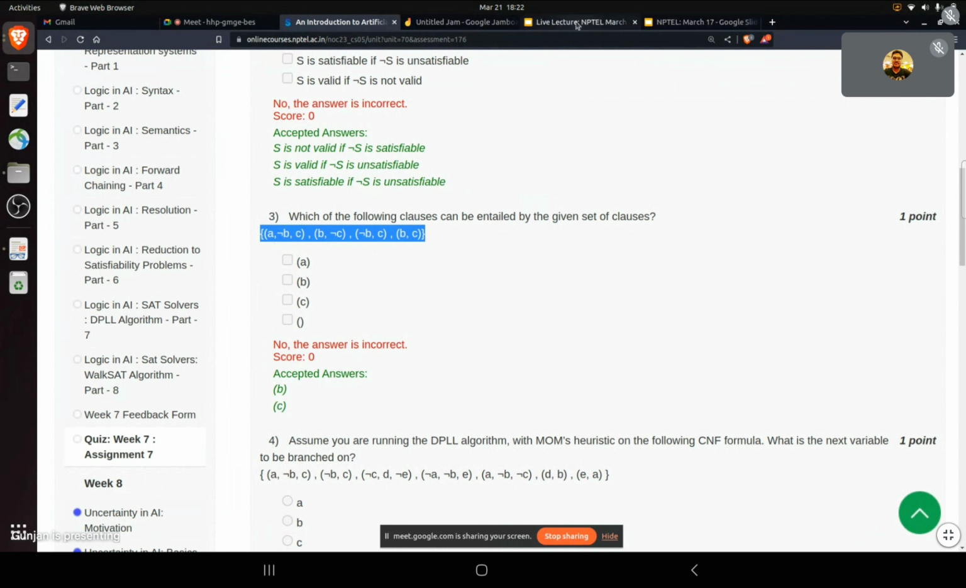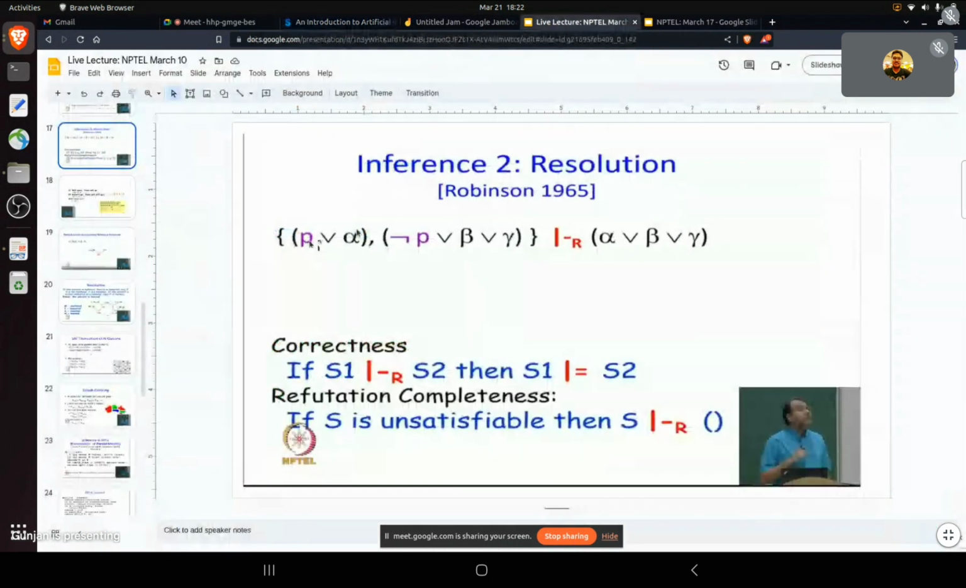What does the slide say? The slide says that it should be of the form P or alpha, followed by not P or beta or gamma. If you have a setting like this, only then you can refute P, and you can go on to say alpha or beta or gamma. And if you can refute S1 from S2, that means S1 entails S2.